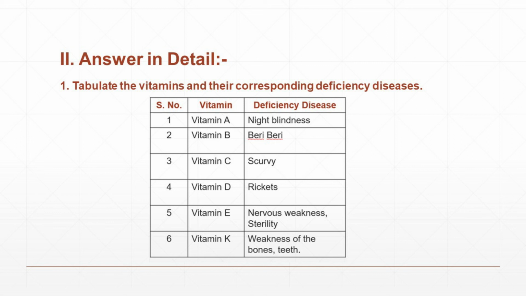I'll read once again. Tabulate the vitamins and their corresponding deficiency diseases. Vitamin A, night blindness. Vitamin B, beriberi. Vitamin C, scurvy. Vitamin D, rickets. Vitamin E, nervous weakness, sterility. Vitamin K, weakness of bones and teeth.